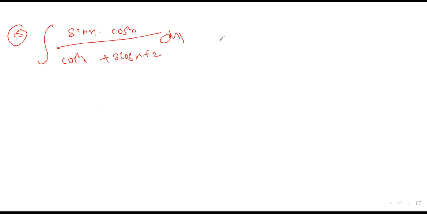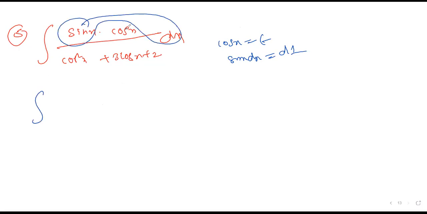I'll take cos x as t, so sin x dx is dt. Clear? In trigonometry, I don't want to dive in directly. I'll convert into t's. So sin x dx is dt, cos x is t. The numerator is dt, and the denominator is t square plus 3t plus 2.